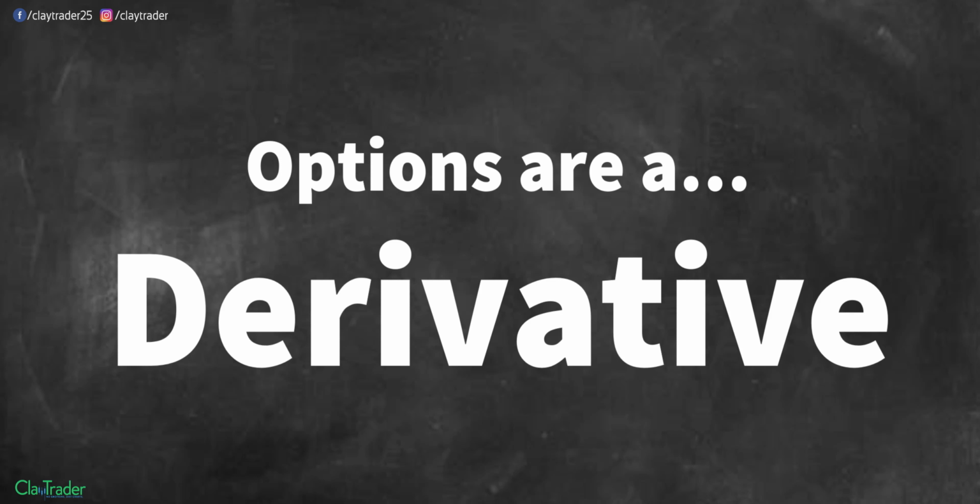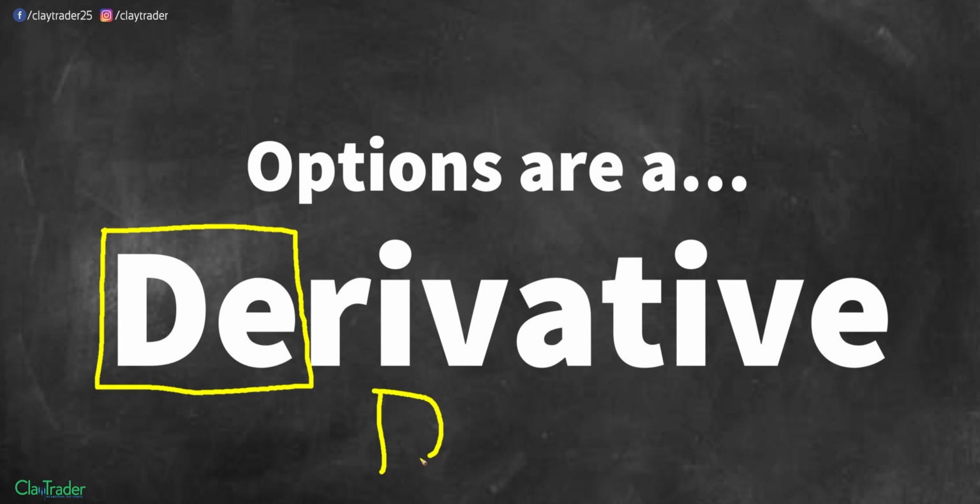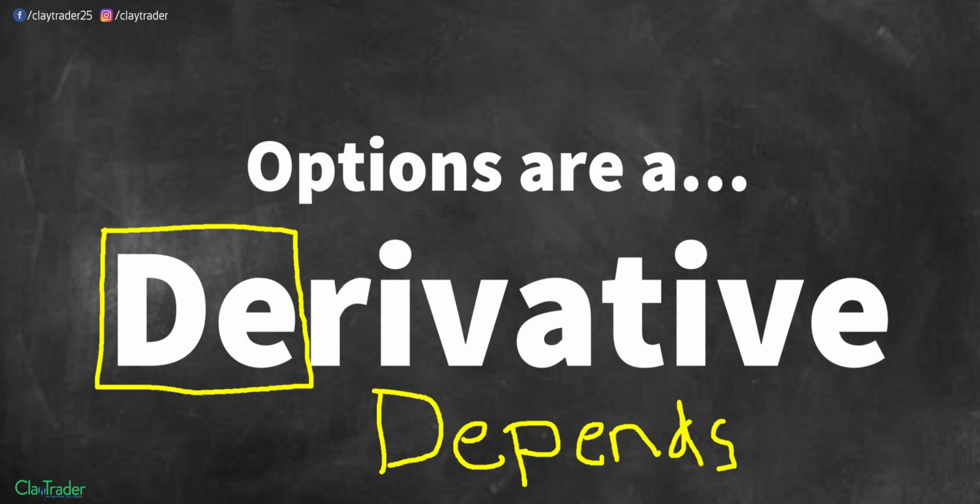Don't be like me. I promise you it's nothing fancy, because really, in all actuality, we only care about two letters, and these two letters right here, DE. Now ask yourself, can you think of any other words that start with DE? Well, the one that matters to us is right here, depends. Because that's what a derivative is. A derivative depends on something else.